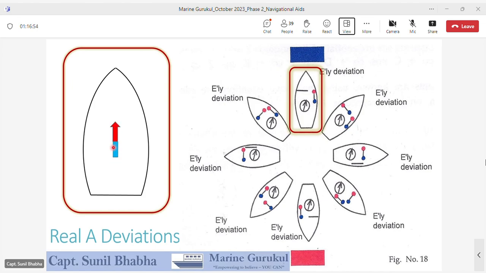You can see it here. The north end of the magnetic compass is having a red polarity. You see the red color, and the south end is having a blue polarity. So this arrow which you see in the zoomed in diagram of the ship now represents the magnetic compass.